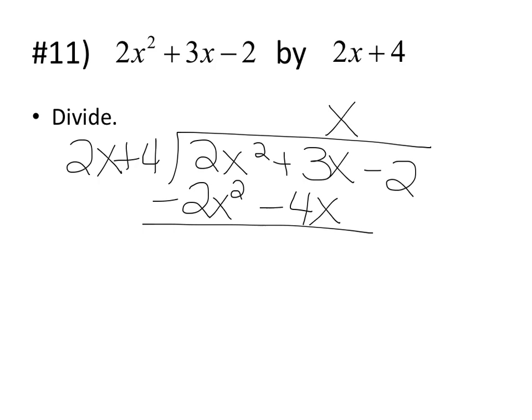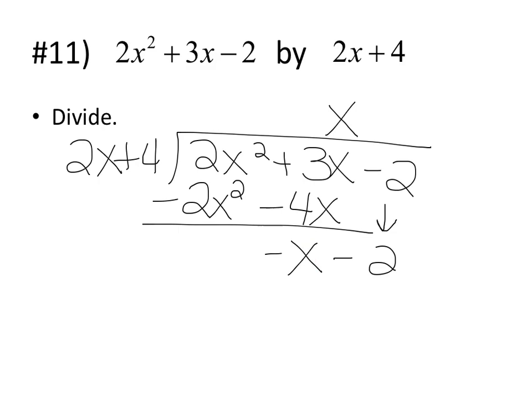So 2x squared minus 2x squared is 0. 3x minus 4x is negative x, and then bring down your minus 2. Do the whole process again. 2x times what gives me negative x?